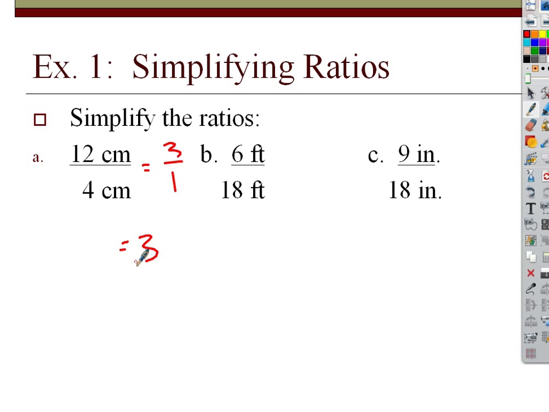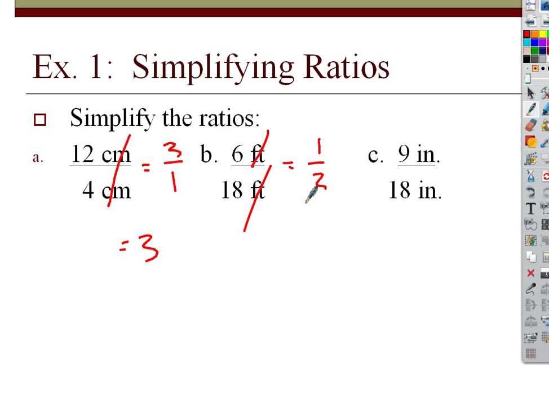So if we have like units like this, we treat those like variables, and they cancel. I just end up with the number 12/4, which is a ratio that reduces easily. Same thing here, right? Feet over feet, the feet cancel, and we end up with a unitless quantity. We just get 6/18, which reduces to 1/3.